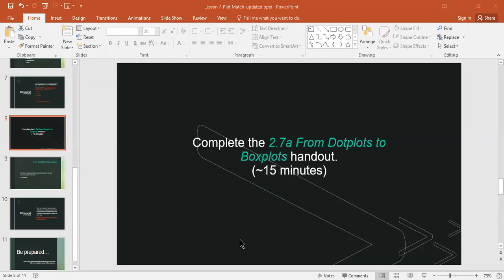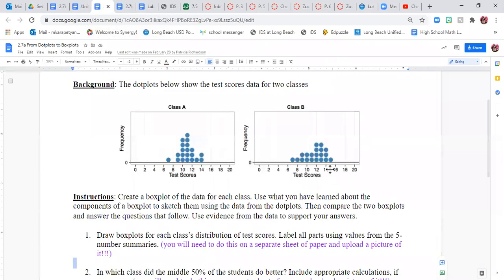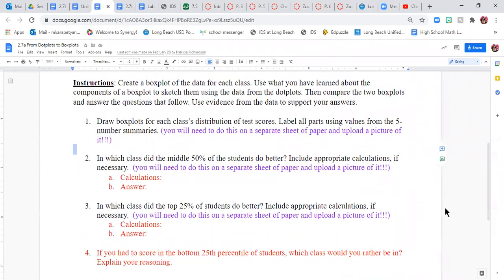So what are you doing here? You are going to be looking at these two dot plots that are showing the test scores data for two classes, Class A and Class B. Your instructions are the following. Create a box plot of the data for each class. Use what you have learned about components of a box plot to sketch them using the data from the dot plots. Then compare the two box plots and answer the questions that follow. Use the evidence from the data to support your answers.